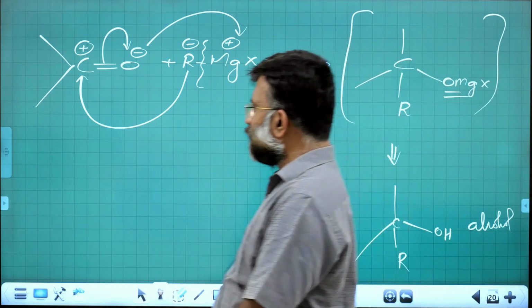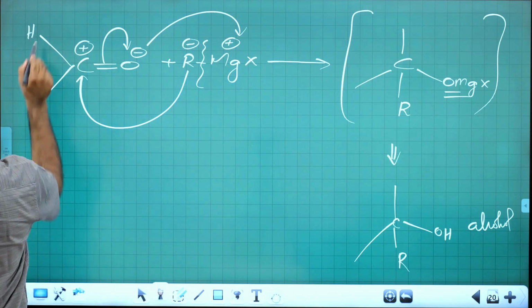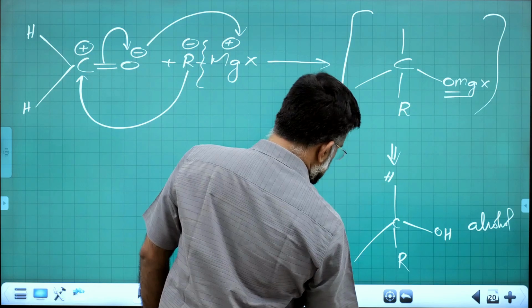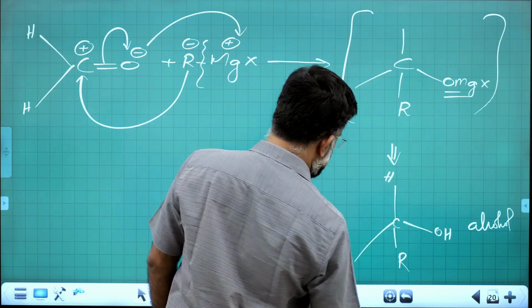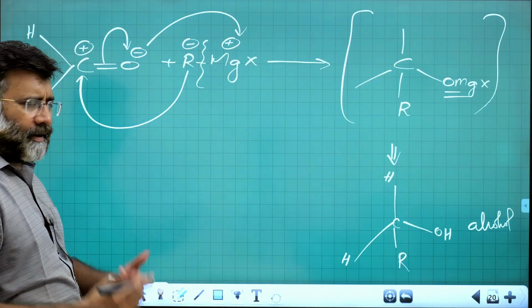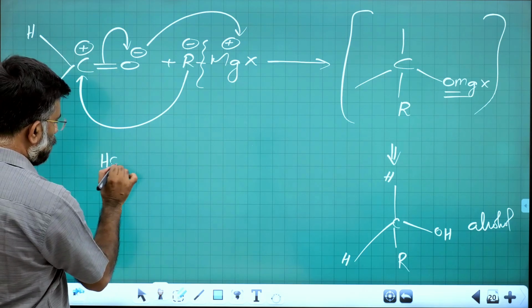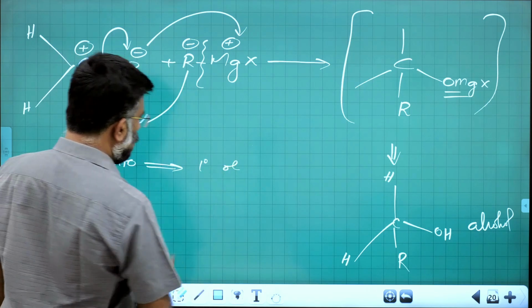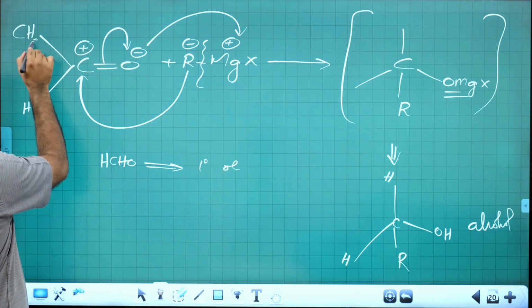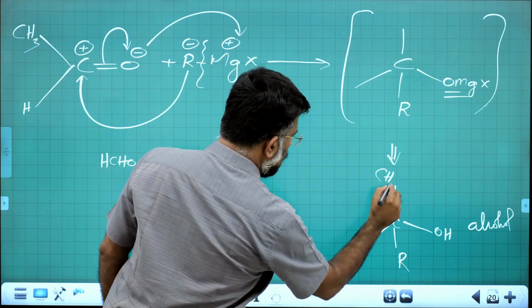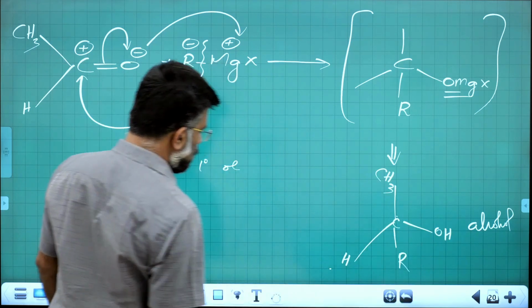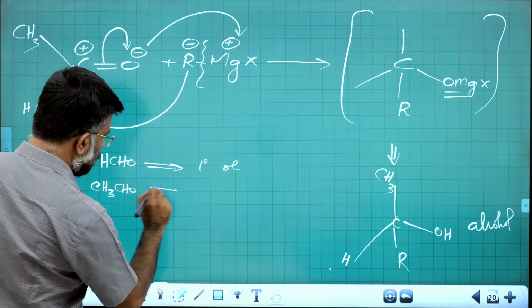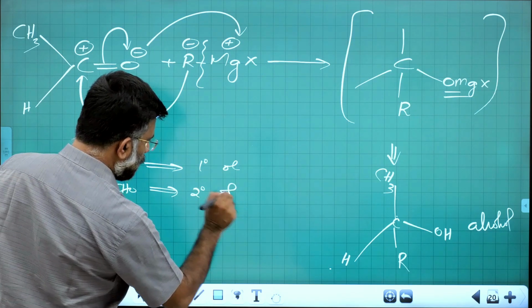Now, if you are dealing with formaldehyde, HCHO, the final result will be CH2OH. You get a primary alcohol. Already learned, I am just reminding you. So if you take formaldehyde, the final product will be primary alcohol. And if you are taking any higher aldehyde, the final result will be CHOH, a secondary alcohol.